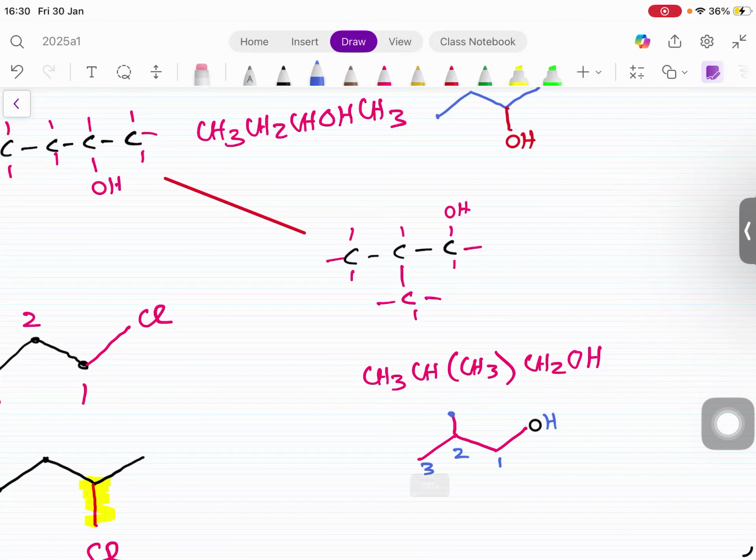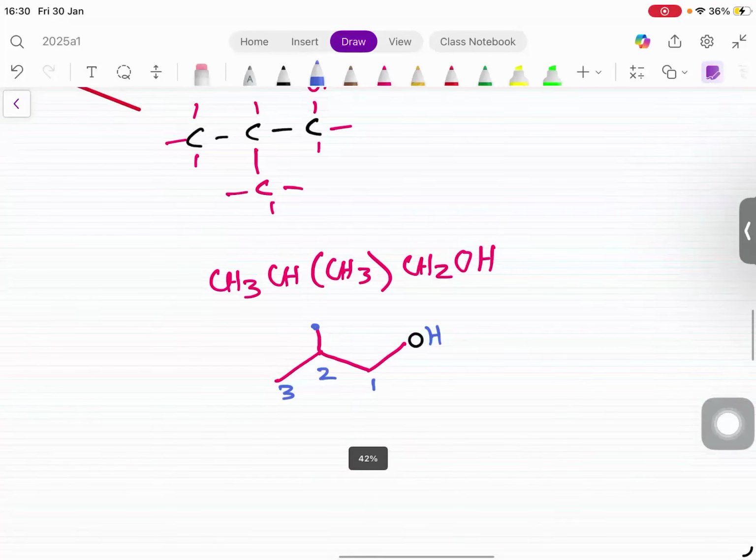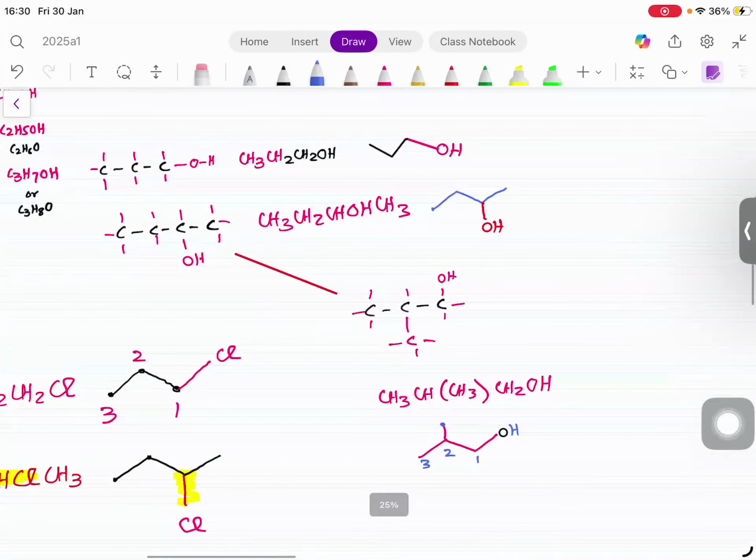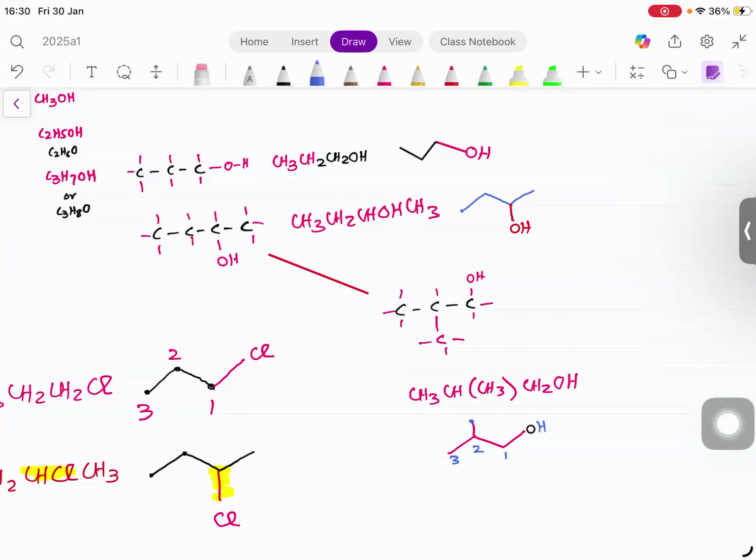Okay, now once you come to the naming of this, you have to know the OH position. In this case, you have to change the name of the alkane. E is replaced by OL. So it's going to be alkanol. Rules are the same.